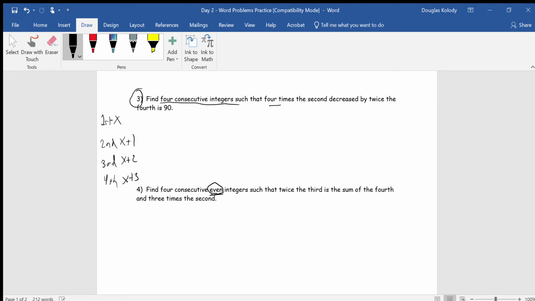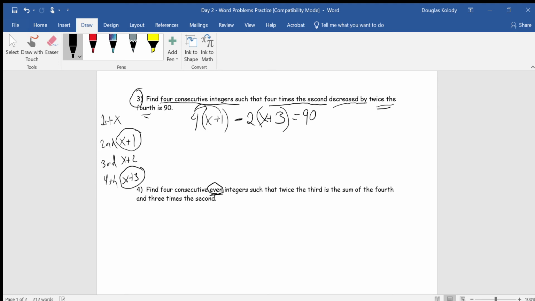4 times the second. So the second is x plus 1. So I say 4 times the second, which is x plus 1. Decreased by is minus, twice the fourth. Well, here's the fourth. I'm glad I labeled them. There's the fourth, x plus 3. So twice the fourth, so 2 times x plus 3, equals 90. There's my setup. 4 times the second, decreased by twice the fourth, is 90.